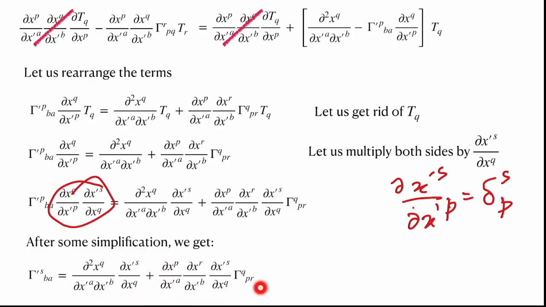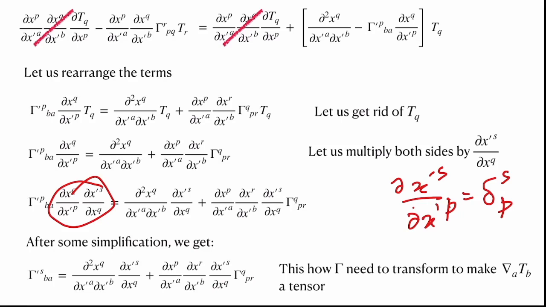Essentially it looks like a transformation rule for a tensor. So what do we have? Essentially the gamma needs to transform with this expression in order for our covariant derivative to be invariant under the coordinate transformation. In other words, if the so-called covariant differential operator needs to be a tensor, then our gamma needs to be transformed like this.